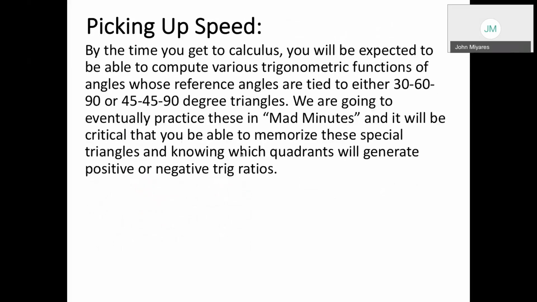Now, by the time you get to calculus, you will be expected to be able to compute various trigonometric functions of angles whose reference angles are tied to either 30, 60, 90 or 45, 45, 90-degree triangles. We're eventually going to practice these in the Mad Minute quizzes, and it will be critical that you be able to memorize these special triangles and know which quadrants will generate positive or negative trig ratios. However, there are some strategies that you can use to help you get a better understanding of these special triangles that will make things go faster.